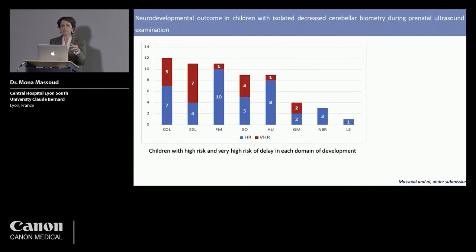They have deficits. They have a high to very high risk of language disability, fine motor and global motor disability, and socialization difficulties. But they don't have a deficit in cognitive intelligence. That means that we're not sure.